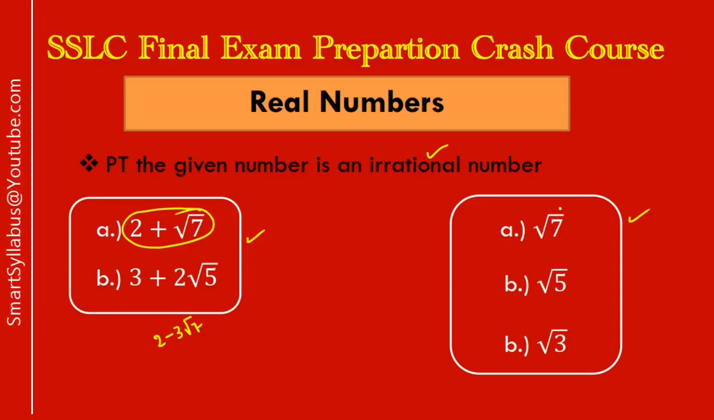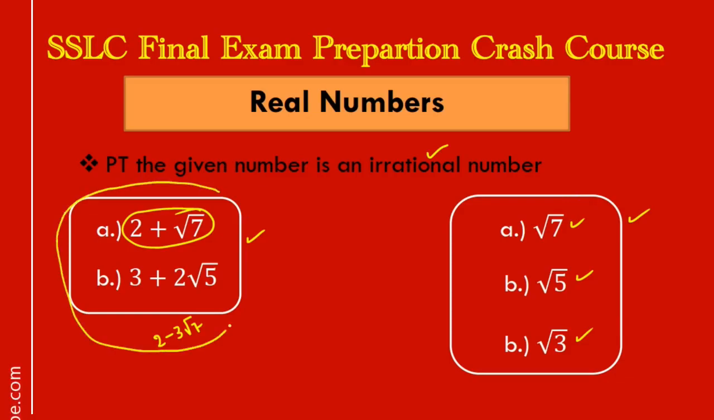But here if you check, it's just root 7, root 5, root 3, so it's a monomial. Proving a binomial as an irrational number is a little different, and proving a monomial, a single number, as an irrational number has slightly different steps. So today we'll focus on this section. Today we learn how to prove these binomials as irrational numbers.